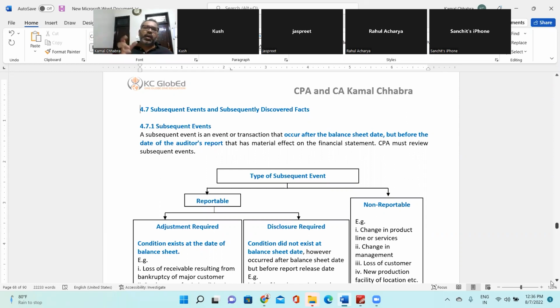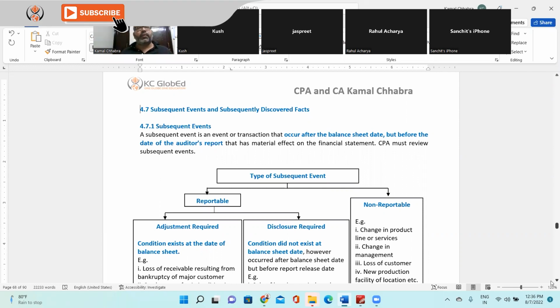So now coming to reportable event. Within the reportable event, there are two categories. One is where adjustment is required in the financial statement. Second, where only disclosure is being required.